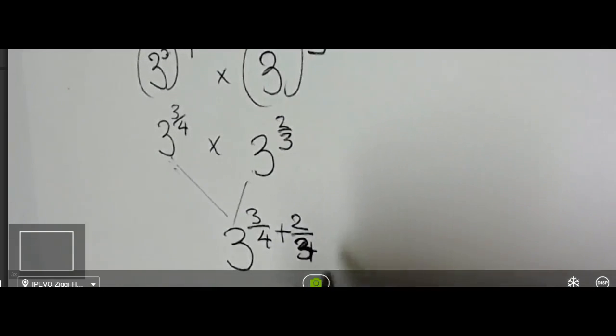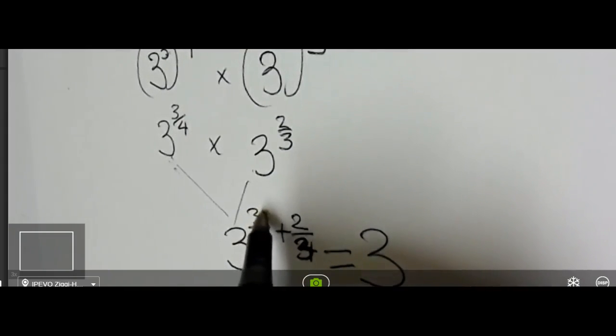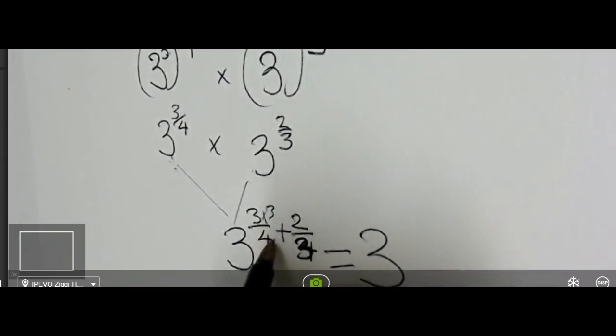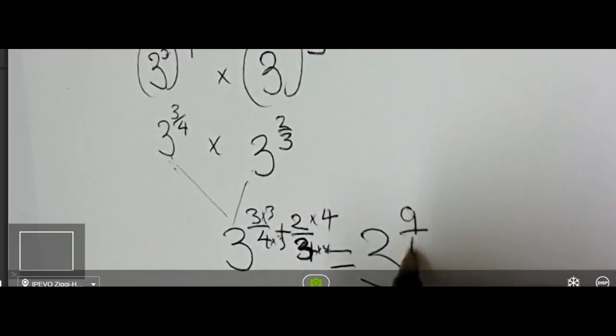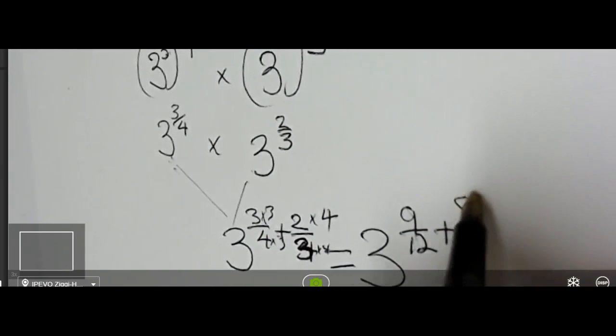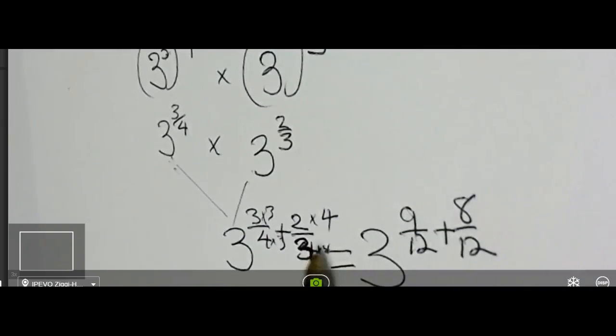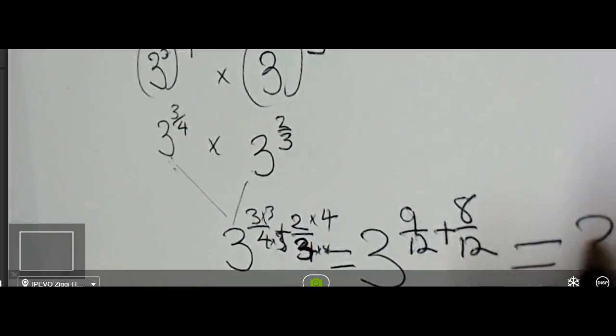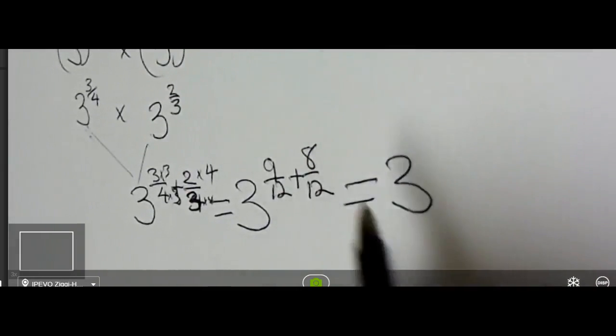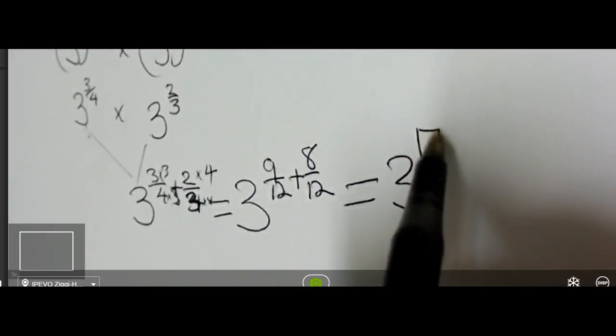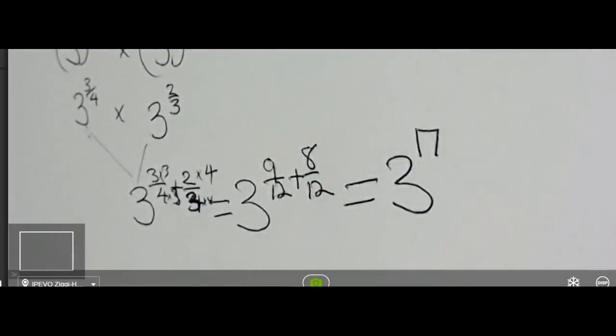So now we need to have them have a common denominator. So if we multiply this by 3 over 3, and multiply this by 4 over 4, we're going to get 9 over 12 plus 8 over 12. Okay, remember the rule of fractions: we have to have a common denominator to add fractions. So this is going to be 3 to the power 17 over 12. 9 plus 8 is 17. So right here we have that.